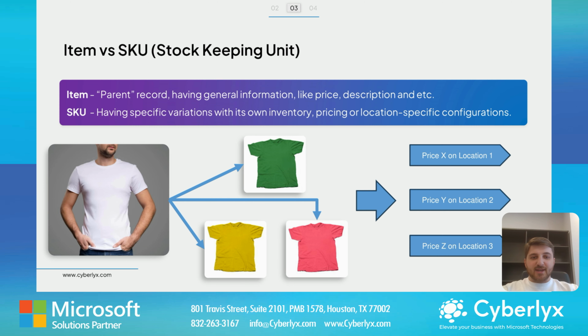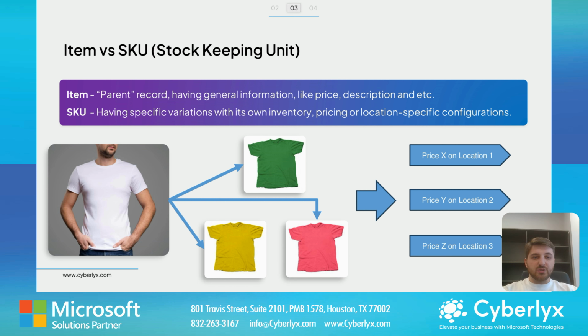Now let's address a common mix-up. SKUs are not the same as items. An item in Business Central is a parent record, like the classic t-shirt, holding general info like base price or description. A SKU is a specific variation of that item with its own inventory, pricing, or location-specific settings.